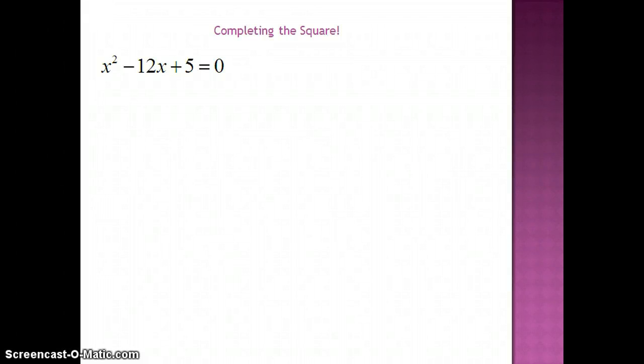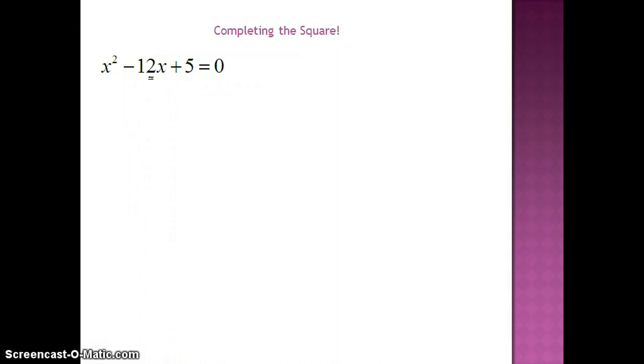Hi, we're going to talk about our final method for solving quadratic equations. So if you're given this problem, x squared minus 12x plus 5 equals 0, we're going to go through all the steps. First, you try to figure out, could I use the square root method? And the answer would be no, because I have this bx term.